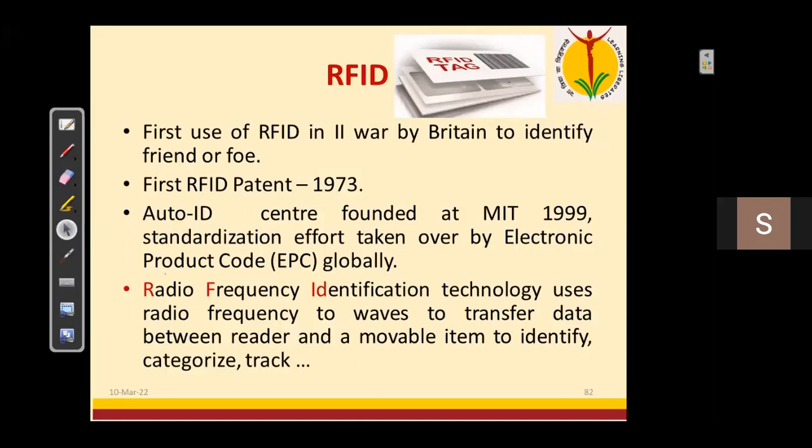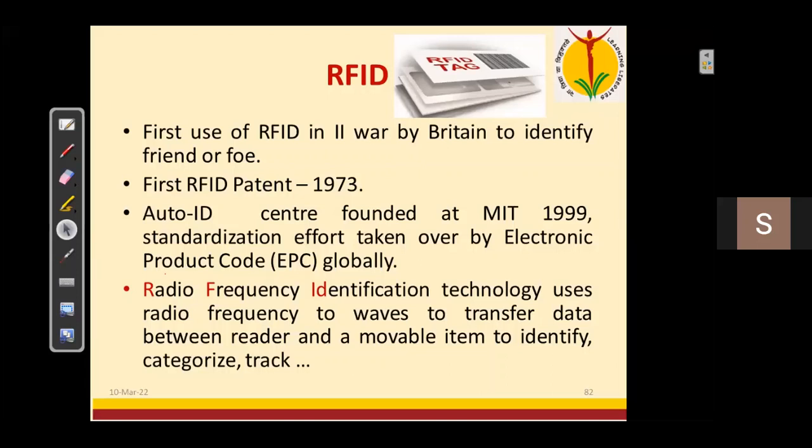See, first there is a very old technology, so I have taken it at the end. That is RFID technology, radio frequency identification. Basically this was used in World War 2, in 1973, to identify whether the planes were from a friend or from a foe.